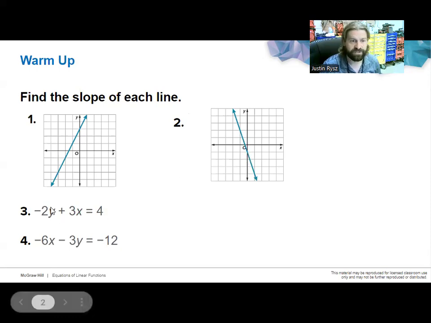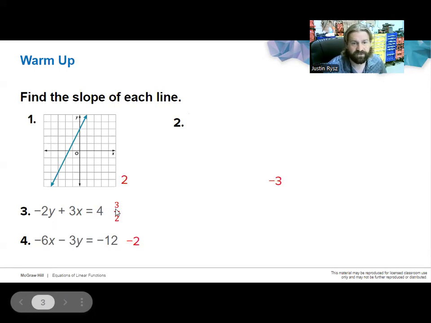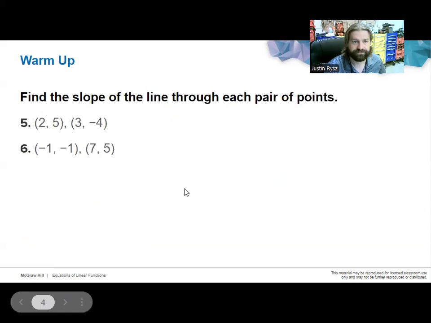Now when we have these equations here, what you want to do is get the y by itself. So we would minus the 3x over and then divide by -2. We should get a positive 3 over 2. And over here, we're going to add the 6x over and divide by -3. So that one should be -2.